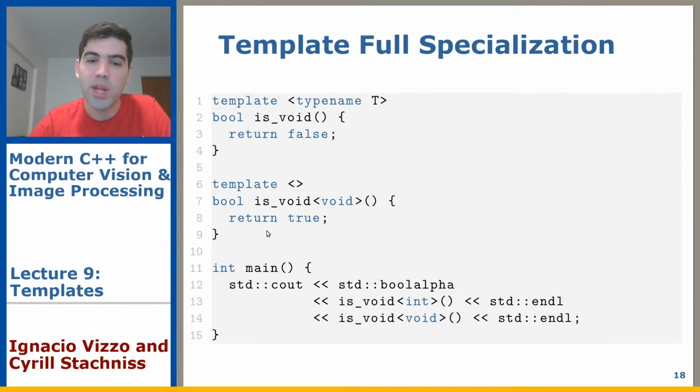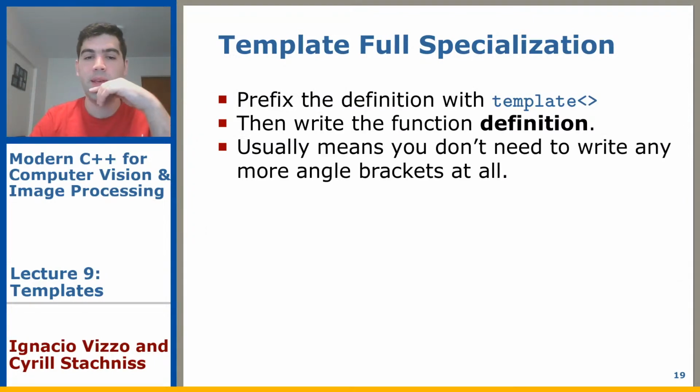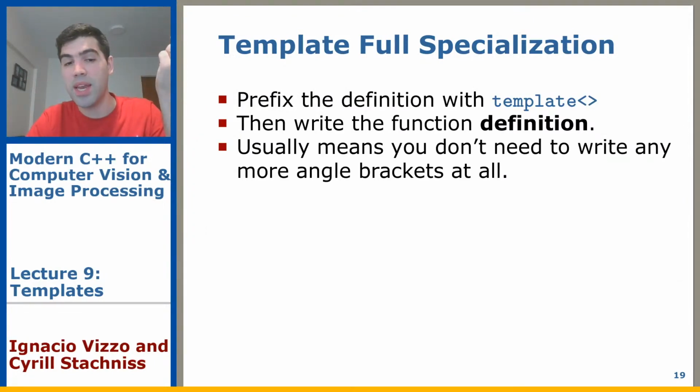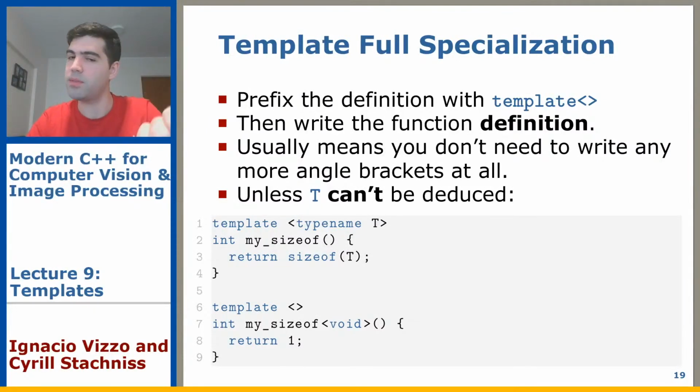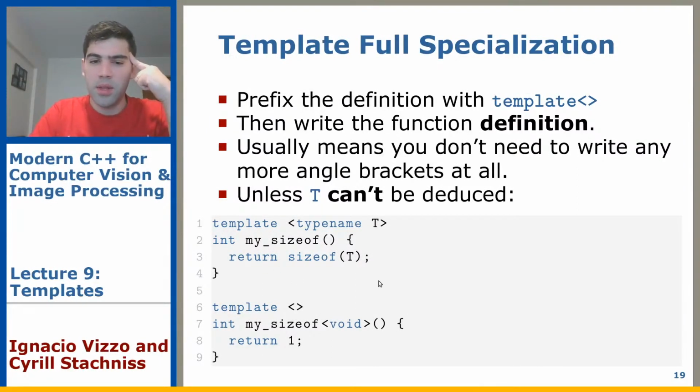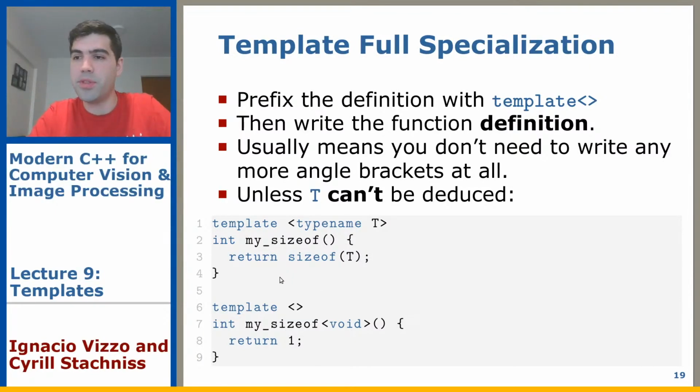This is something that will happen. So this is equivalent to writing the function, and usually it means you don't need to write any more angular brackets at all whenever you do this full specialization, unless the type cannot be deduced, like in the previous case or this particular case. So we have, for example, sizeof T, and sizeof is a C operator that is not defined for void.